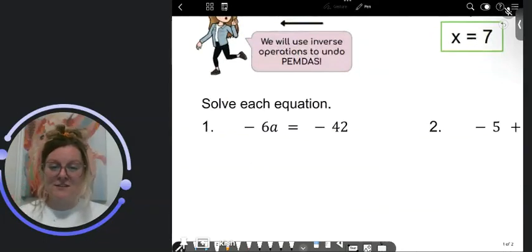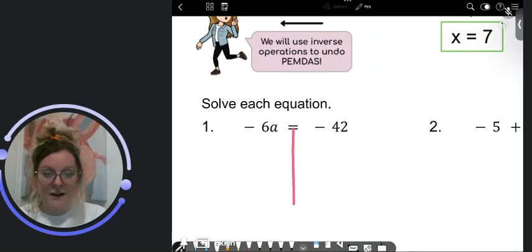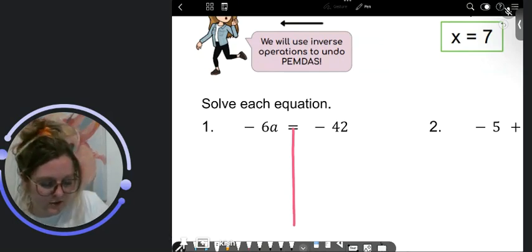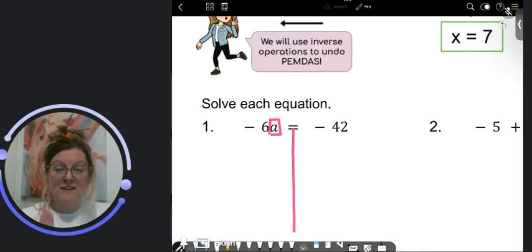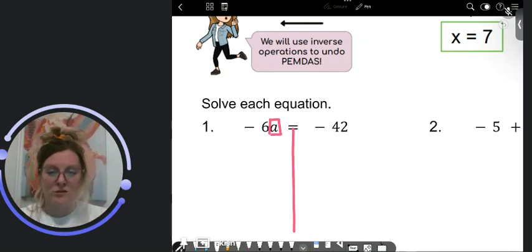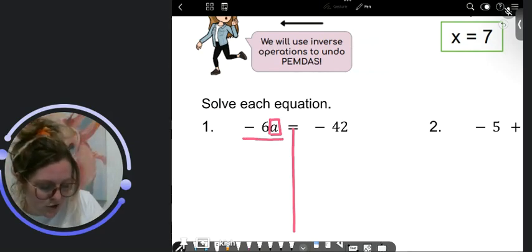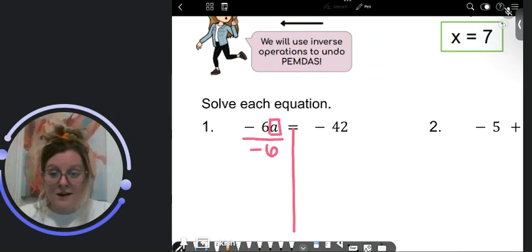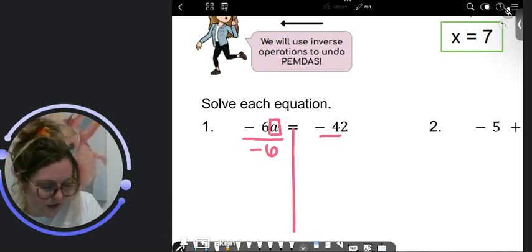This one says negative 6a is equal to negative 42. I like to draw my line for my equal sign, and I also like to put a box around whatever I'm solving for to remind me what I need to get by itself. The negative 6 and the a, when they're touching and there's nothing in between, that means multiply. So the opposite of multiply is divide. Make sure when we're dividing, we divide by a negative 6. Whatever we do to one side, we have to do to the other side.